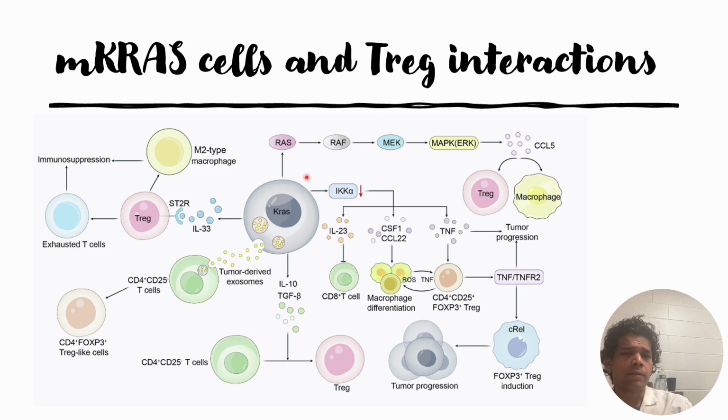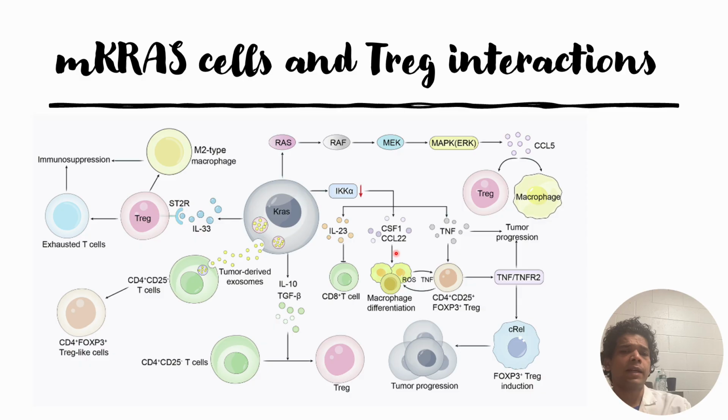These mutant KRAS cells generally have low IKKα, and this results in the release of multiple cytokines such as IL-23, CSF1, CCL22, and TNF. IL-23 will inhibit the formation of CD8 plus T cells. So there are fewer cytotoxic T cells, and less immune activity against the cancer cells.